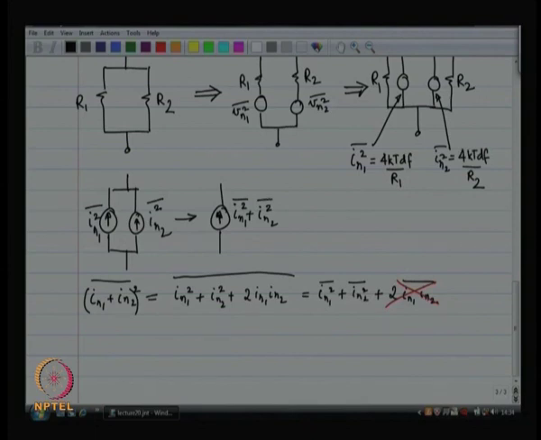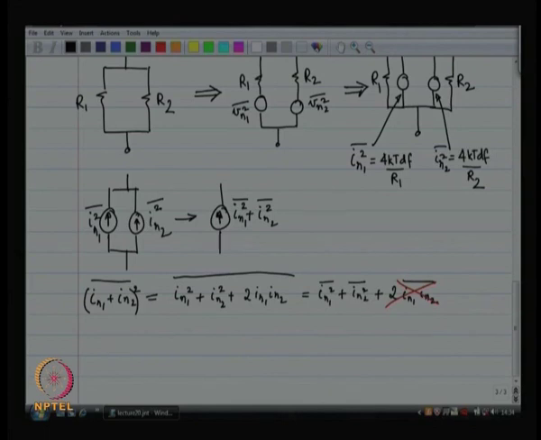So, I have got two current sources in parallel, one has mean squared of I n 1 squared, second one has mean square of I n 2 squared. They are independent with respect to each other. Then the sum of these two currents will have a mean squared, which is equal to the sum of the two individual mean squared noises.